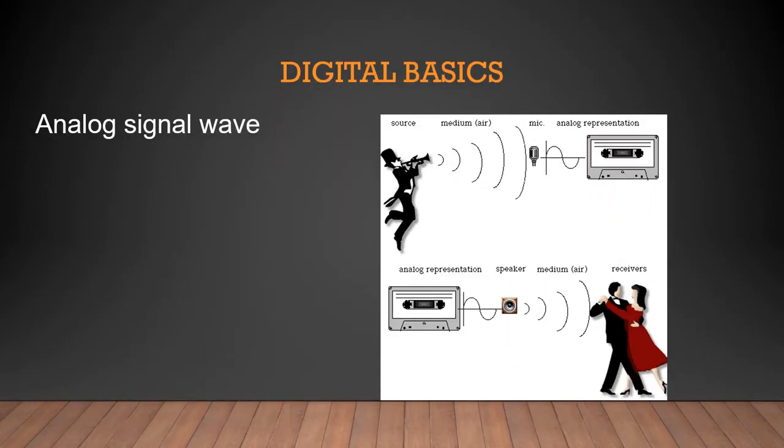Here's an analog sine wave. And the definition is recorded or used in its original form. So in this picture, we have a source, which is a gentleman playing a trumpet. His sound goes through the ear, and it is picked up on a tape, which is that old cassette that we used to use. The only way for somebody else to hear that sound would be for them to put it into a system that's going to play it, so that the sound goes through the speakers and someone else can hear that sound. That's an analog signal. It has to be captured and then replayed.